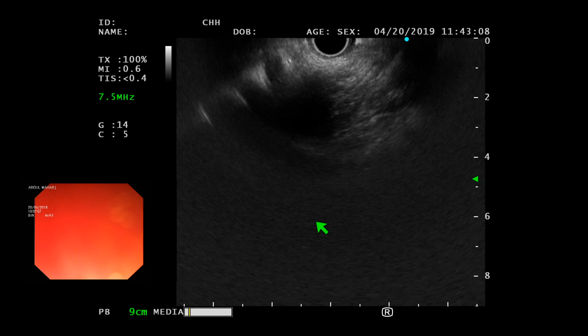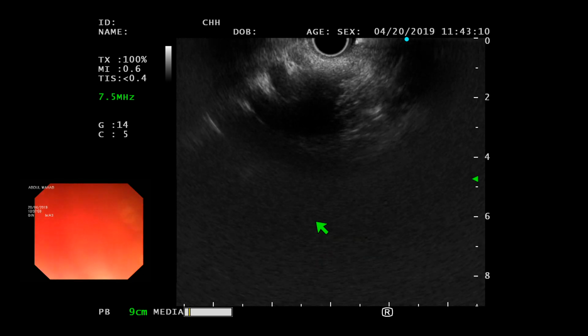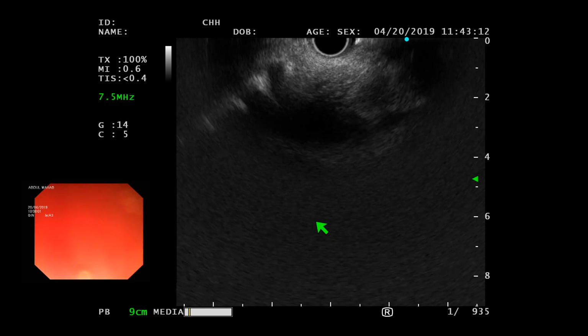So if I freeze here, I'll just straighten the scope a little bit, but this is the area of our interest. This is where we would go and inject for celiac block or neurolysis. This is chronic pancreatitis, so I'm doing a block.